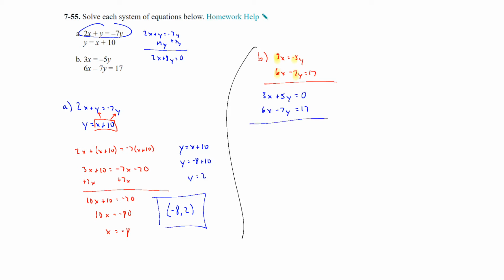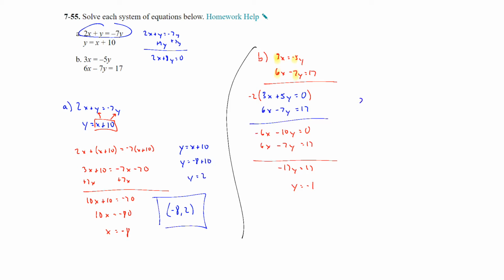And now we just have to pick which variable we want to eliminate. I would say the x would be the easier one. We can multiply the top equation by negative 2, and we get negative 6x minus 10y equals 0. If you chose to get the y's the same, they would be 35 and negative 35. So if you did it that way, it's fine too. My x's are eliminated. I get negative 17y equals 17. Divide by negative 17, and we get y equals negative 1.